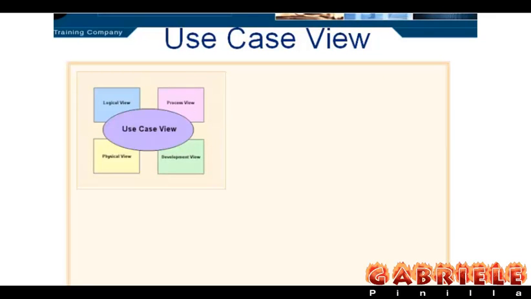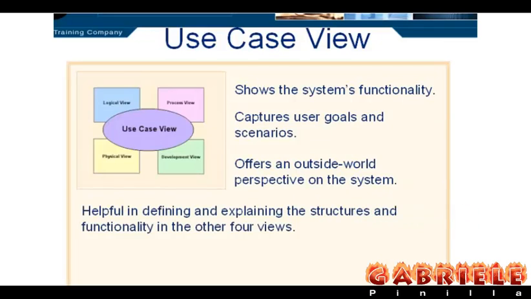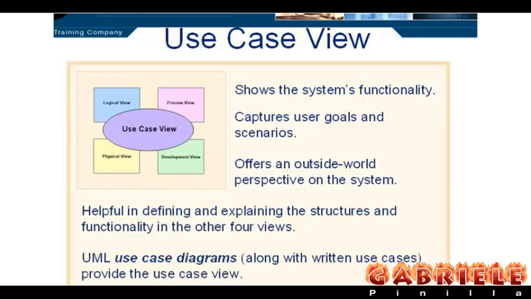And finally, the +1, the use case view. The use case view shows the system's functionality. In other words, this view illustrates what the system is supposed to do. The use case view captures user goals and scenarios, and it offers an outside world perspective on the system. The use case view is helpful in defining and explaining the structures and functionality in the other 4 views. So this view, the +1 view, provides a guide for the models in the other 4 views. UML use case diagrams, along with written use cases and requirement specifications, provide the use case view.